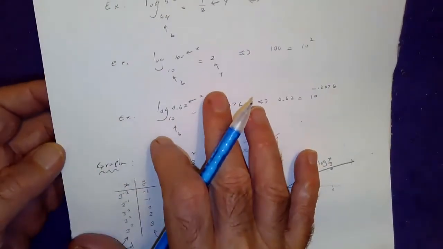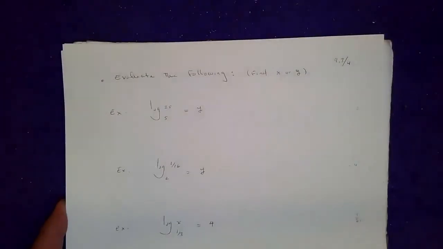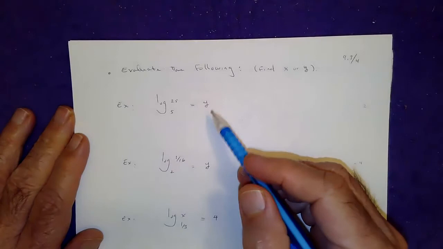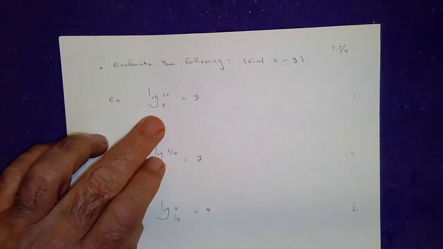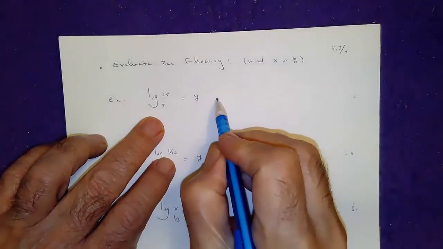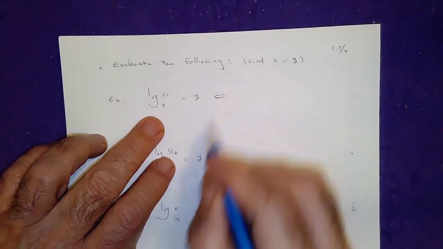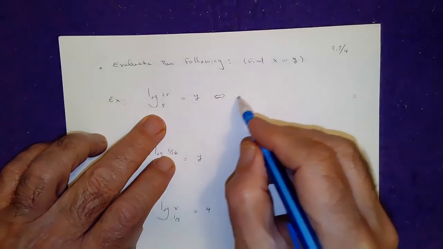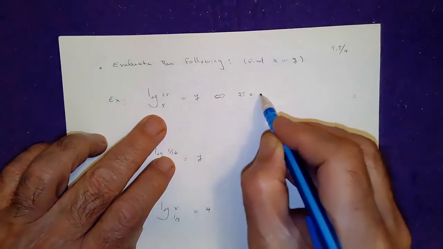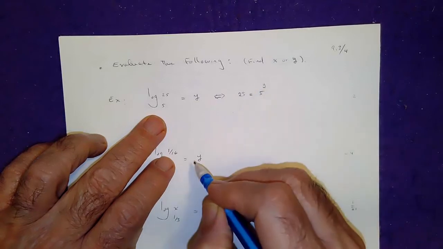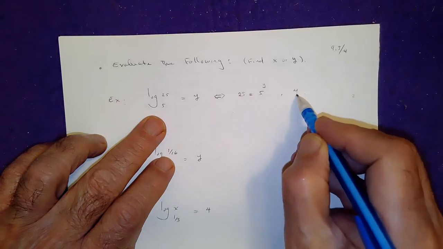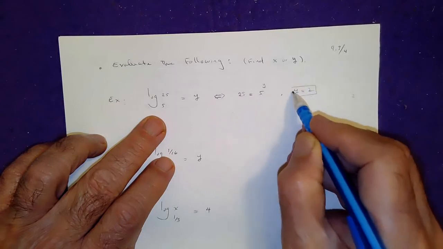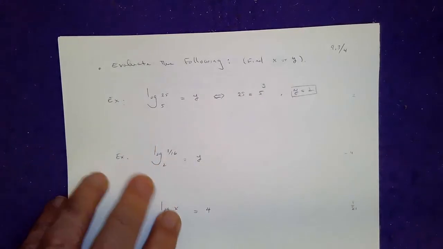Okay, now the question is, how would you find the unknowns here, either x or y? To solve an equation with a logarithmic function, the best way is to immediately change it to exponential form. So this is 25 equals 5 to the power of y. Okay, 5 to what power gives you 25? So y has to be equal to 2, because 5 squared is 25.